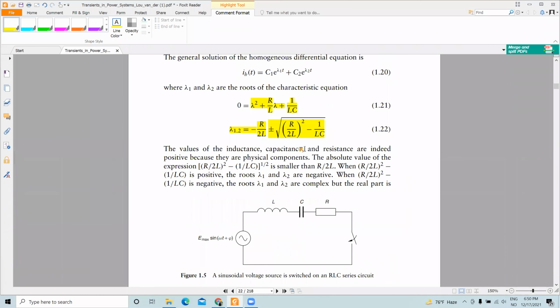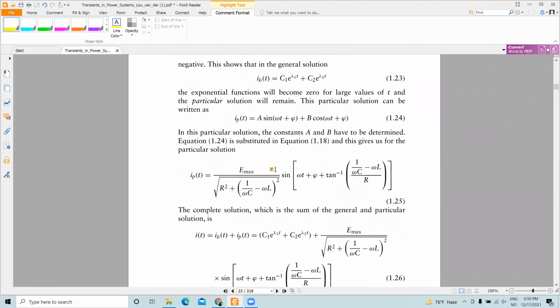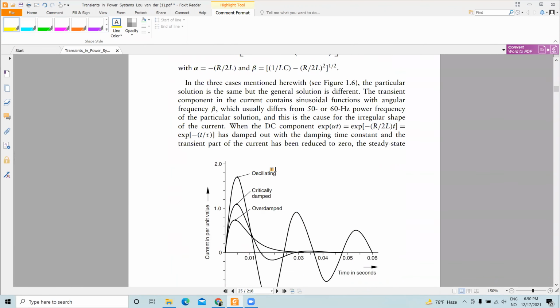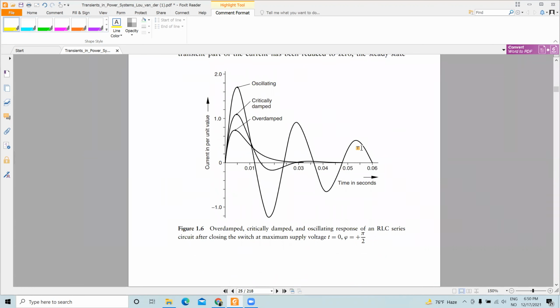Okay, so if you have a negative part, if 1 by LC is higher than R divided by twice L, then you will have a square root of a negative part, which will give you basically an imaginary root, and for an imaginary root, it will be an oscillating response. So you will have a response like this if this is oscillating, if this is imaginary, and for critically damped and over damped cases, it's like this.